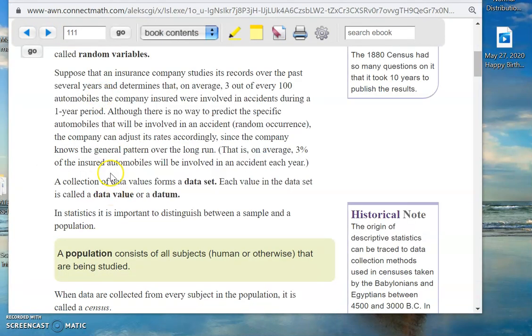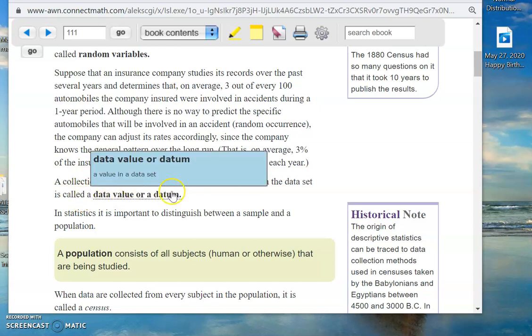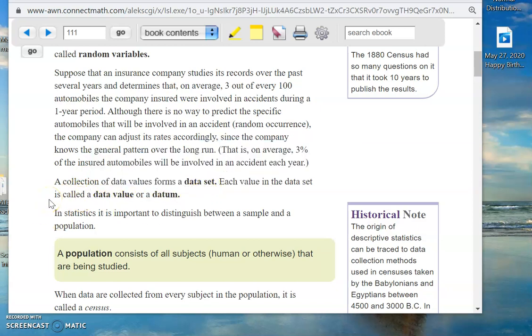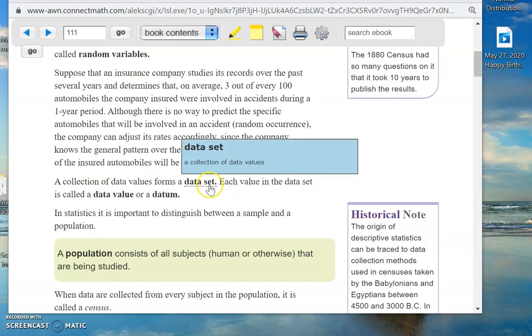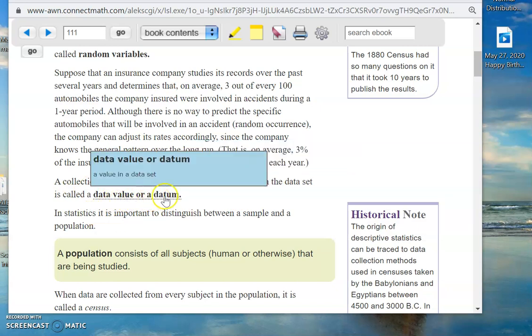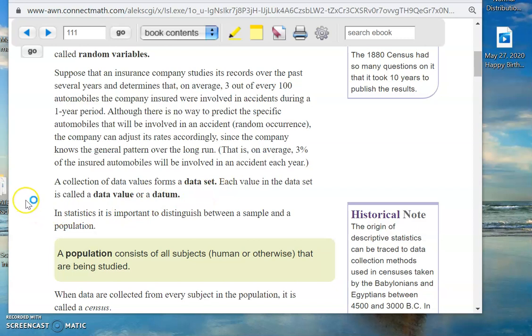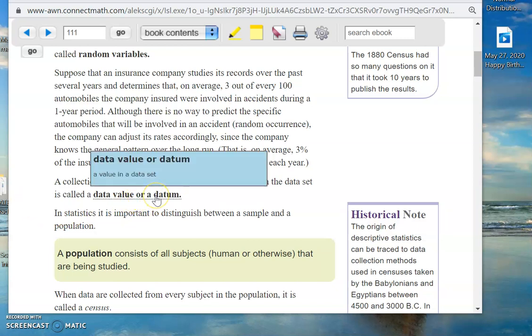Okay, so let's get some more terminology here. A collection of data values forms a data set. Now, in the engineering world, and I think in the scientific world, we use a little bit different language here. When I was working at Norton Air Force Base, we talked about a data set, but the data value or a datum, that terminology was not commonly used. What we would say is a data point. That's what I think you'll see more often in the literature.